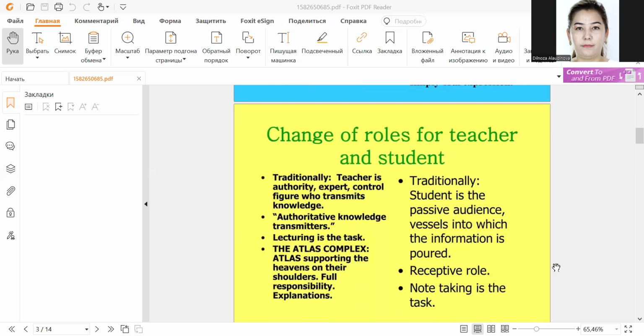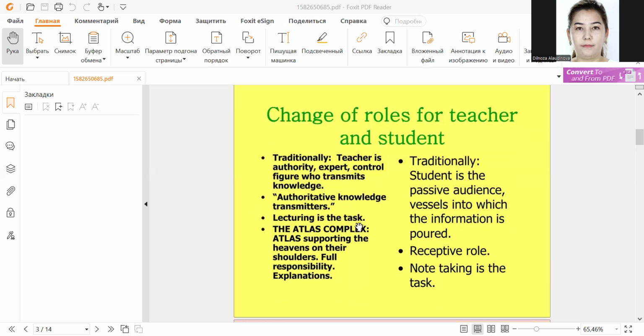Change of roles for teacher and student. In traditional classes, in all types of classes, there will be teacher and students. Between the teacher and student, traditionally the teacher is the authority, expert, control figure who transmits knowledge. Authoritative knowledge transmitters. Lecturing is the task, the Atlas complex. Atlas supporting the heavens on their shoulders, full responsibility for explanations. Traditionally, the student is the passive audience, vessels into which the information is poured. Receptive role, note-taking is the task.